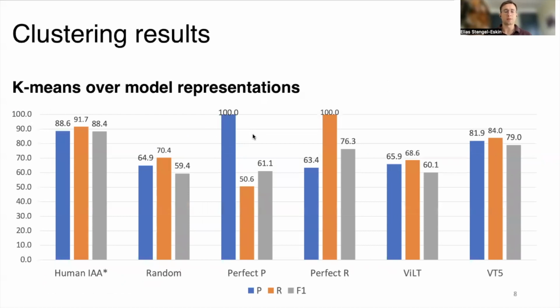In this plot, you'll see first that the inter-annotator agreement between humans annotating the same examples on clusters is quite high. We then find that if we cluster model representations using k-means, we end up with a cluster F1 score that's much higher than any of the baseline methods we tested.